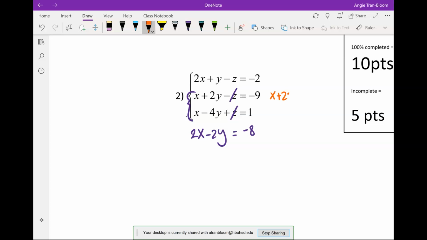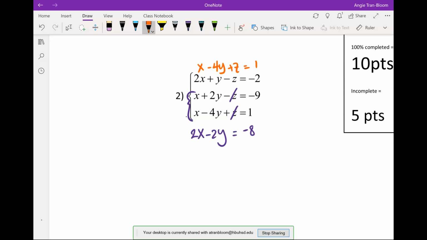Okay, so you use the second. Oh, no, I used the third and first. Okay, so I can't use the second and third again because I already used that. Okay, so third and first. So you use, the first is already there. I'm just going to move the third up here. x minus 4y plus z equals 1.